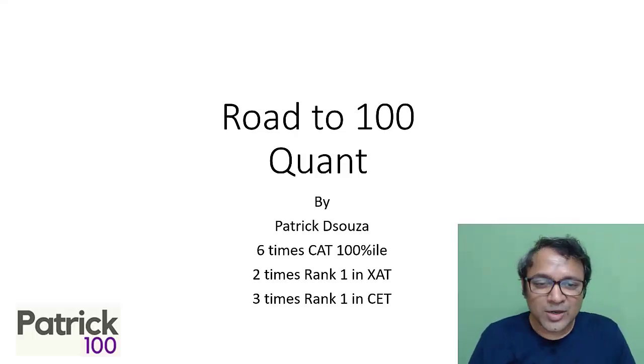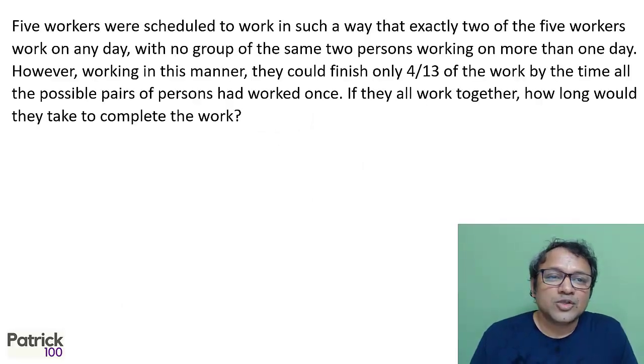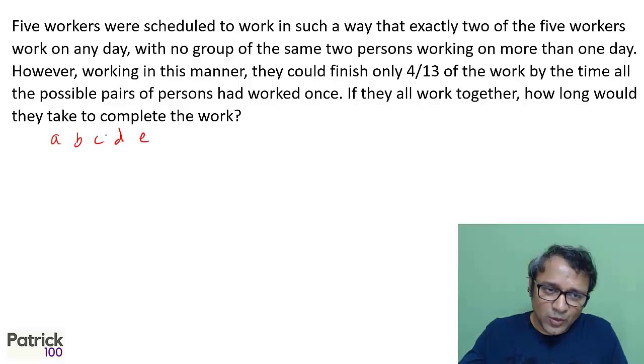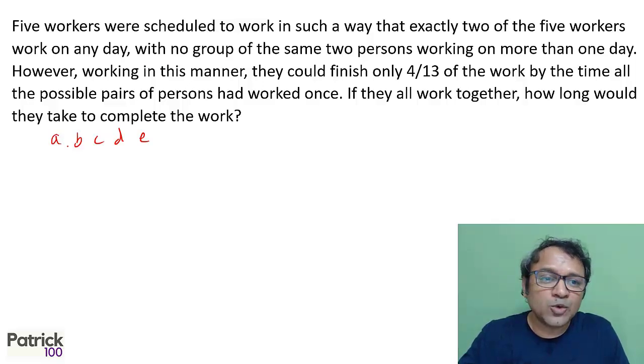Hi, so we're looking at Road to 100 Quant. 5 workers were scheduled to work in such a way that exactly 2 out of 5 workers work on any day, with no group of the same 2 people working on more than one day. So if there are 5 people working, A, B, C, D, E, and only 2 working on each day, if you look at all such possible groups, that means A will work with B, with C, with D, with E.